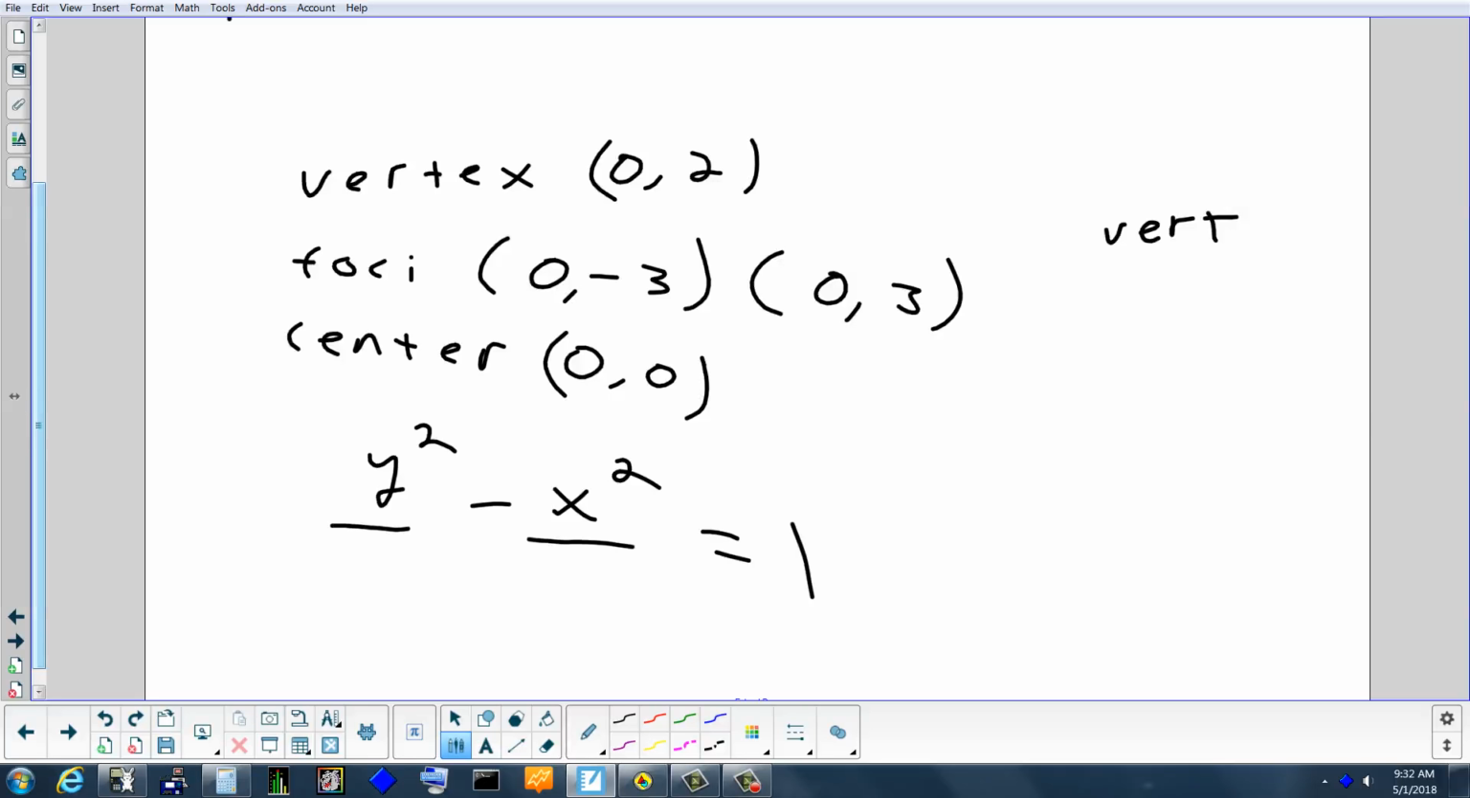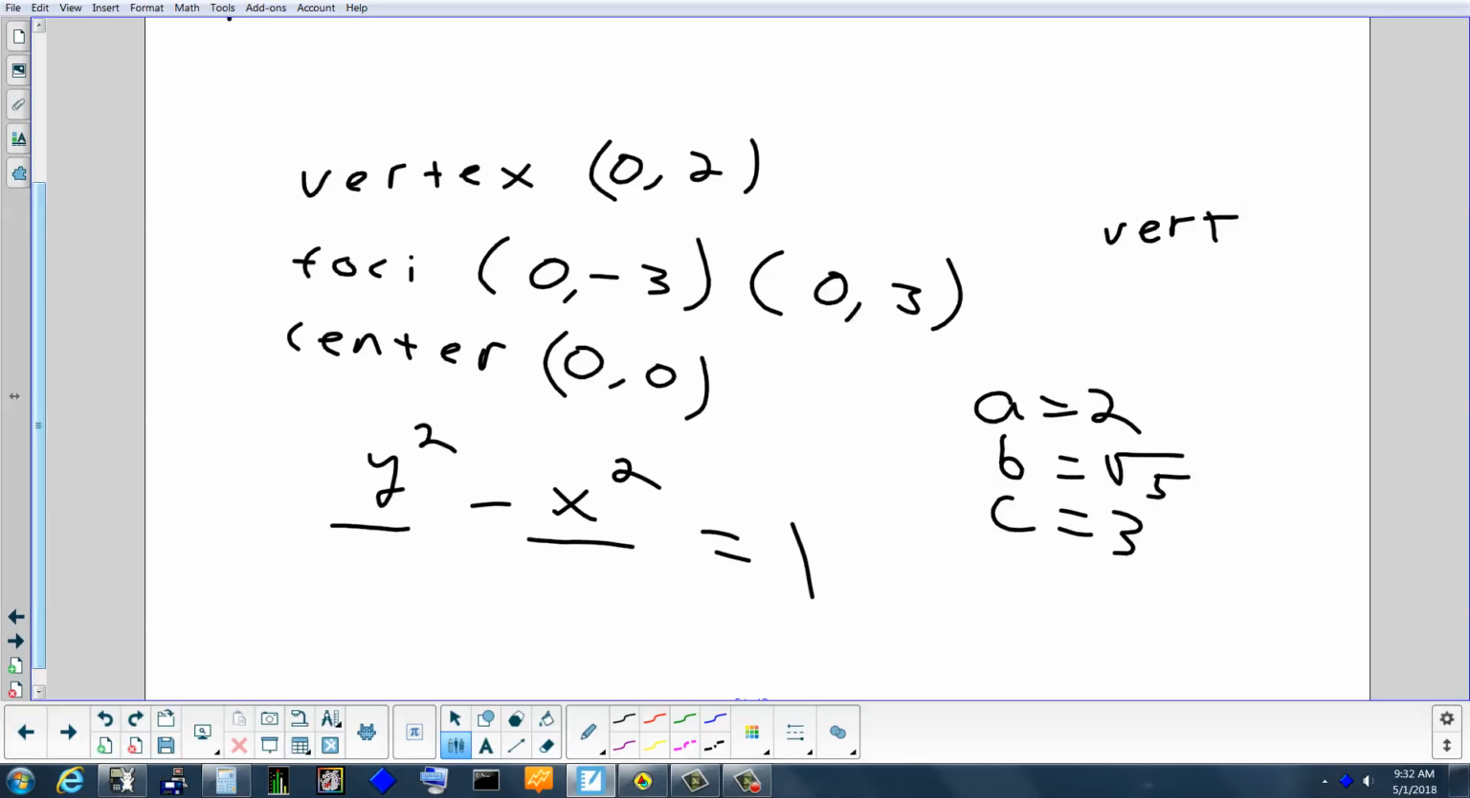The distance from the center to the vertex is 2. But I can't get B directly, but they did give me enough information to find C. So what's C? C is 3. So if C squared equals A squared plus B squared, C squared minus A squared is B squared. So what's B going to come out to in this case? Julia? Square root of 5. The square root of 5.